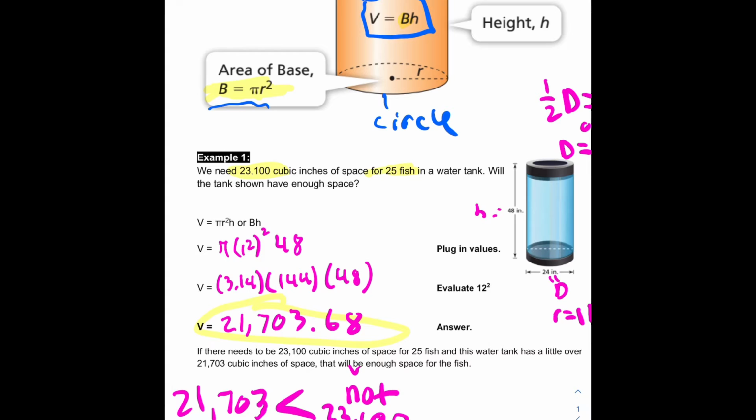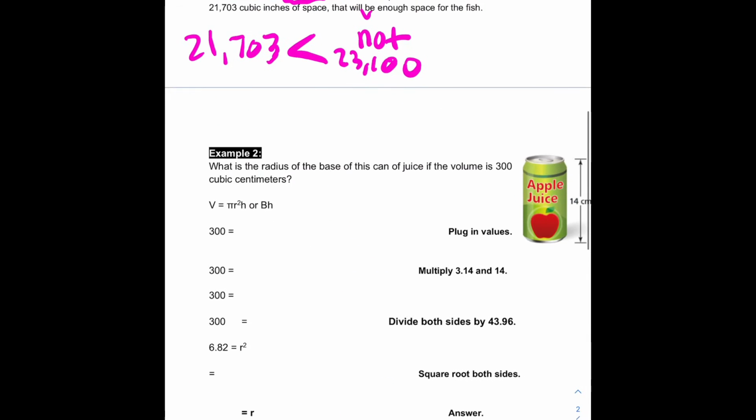So that's like a typo. Again, the question should say not. We do not meet the minimum requirements to safely hold the fish.